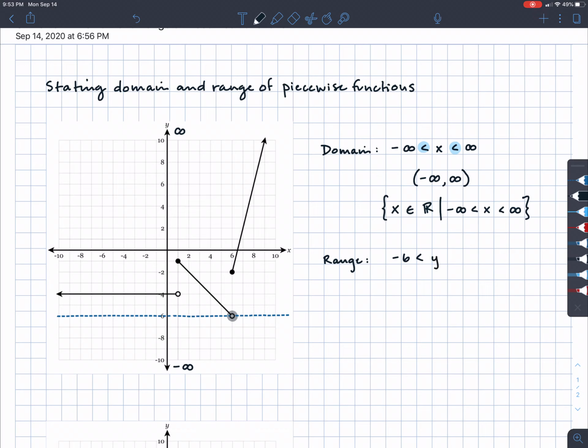Now I have y. And now I'm reading my graph vertically. So now I'm moving up. And I notice that all my y values are taken care of. I don't have any gaps. I could draw a bunch of horizontal lines, and I'm always going to be touching some part of the graph.